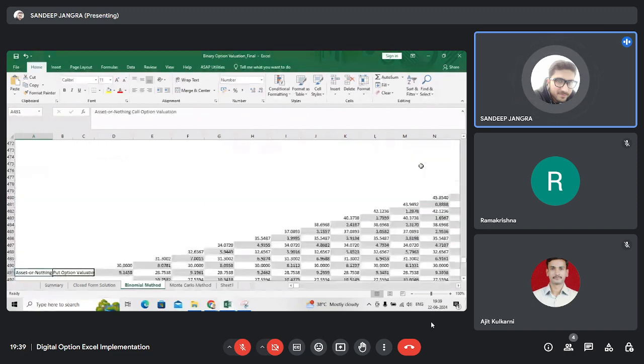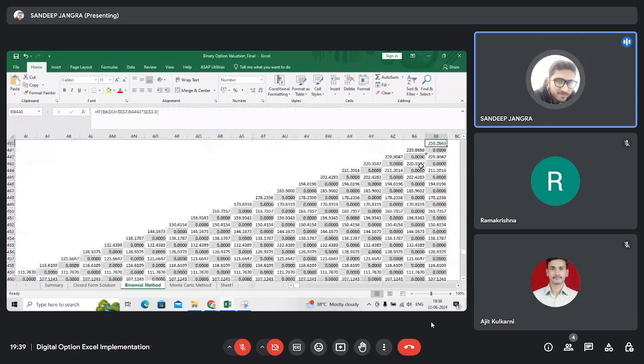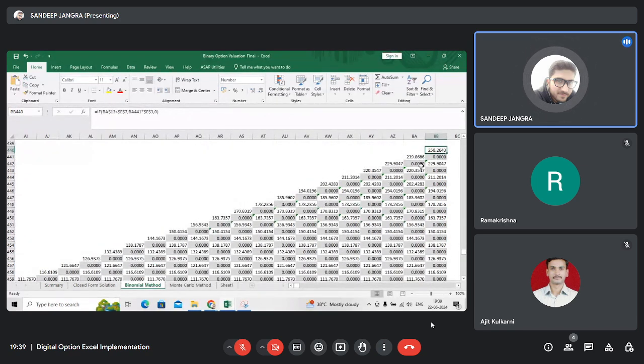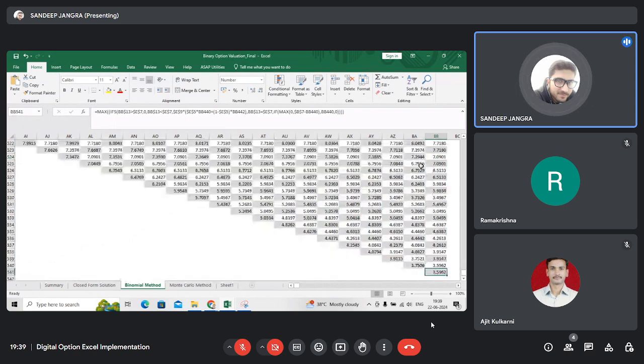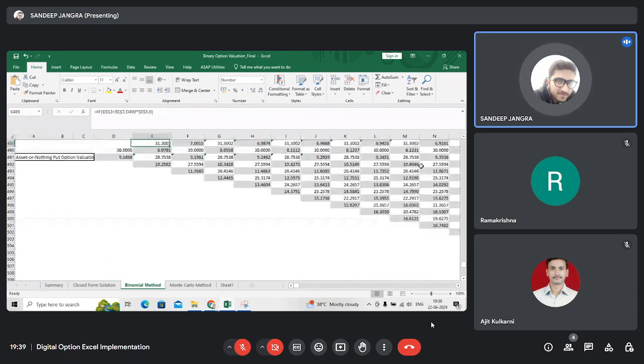Now the same things apply to the put option. You draw your tree in the same manner, and at the end, because this is a put option, the payoff here is nothing. In the downward case, the price is 3.596, and the option expires in the money, due to the nature of a put option. So this is our payoff, and by back-calculating the whole thing, at the end you get the price of the option by the binomial model. So this is the price of the asset-or-nothing put option.